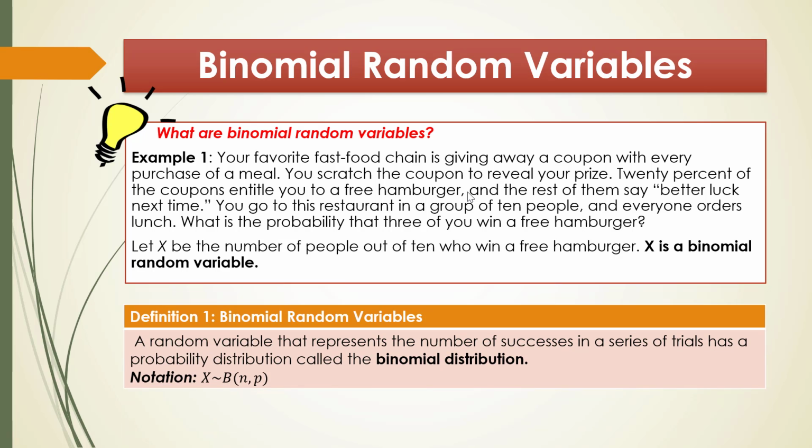So, definition. A random variable that represents the number of successes in a series of trials has a probability distribution called the binomial distribution. And we can write the notation: X follows a binomial distribution with two parameters n and p. Here n is the number of trials and p is the probability of success. If you look at example 1, n is 10 because we have 10 people, and p is 0.2 or 20% because 20% of the coupons entitle you to a free hamburger. So that means the probability of success is 20%.